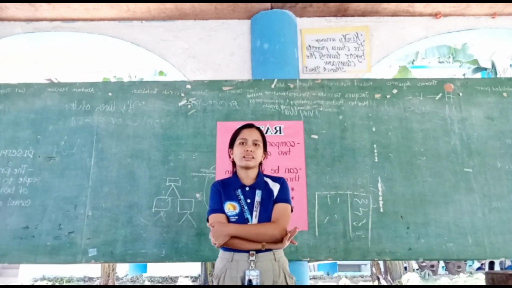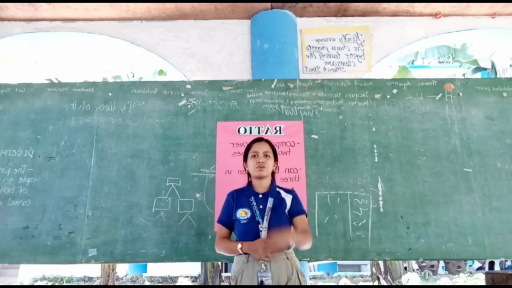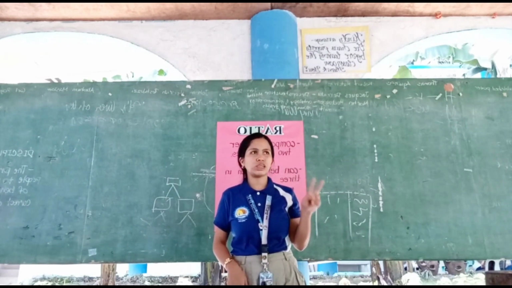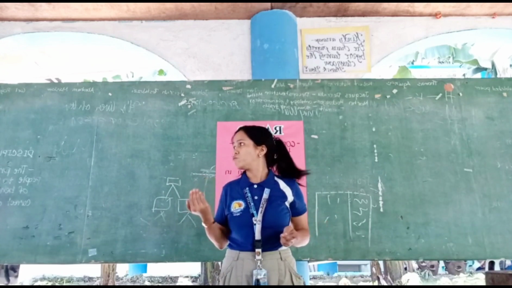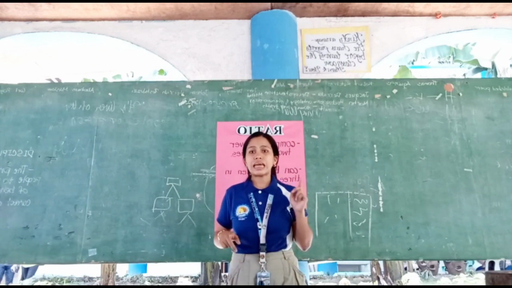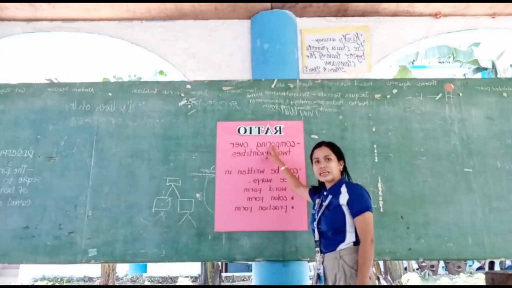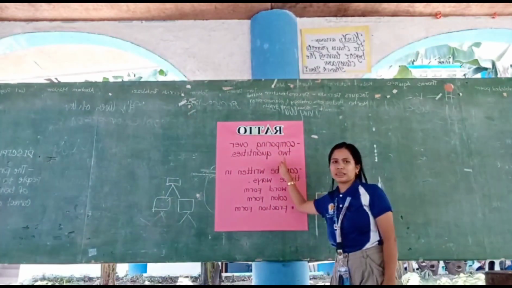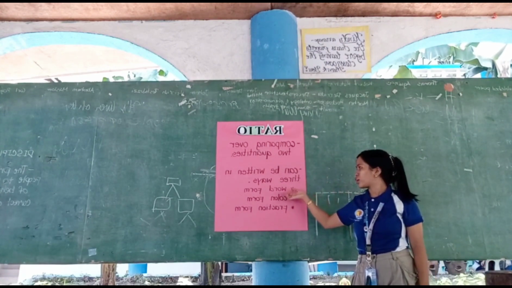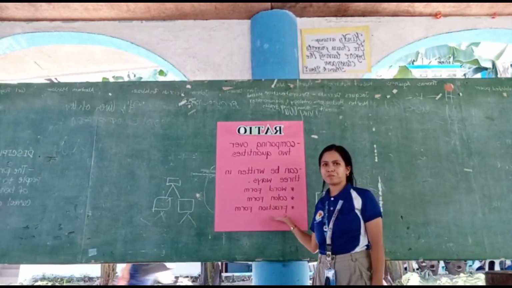Now, based on the activity that we had, what have you observed? Yes, Rufa. Very good. We are comparing 2 quantities, which are the red balloons and the blue balloons. And comparing 2 quantities is a ratio. So, a ratio is comparing 2 quantities, and it can be written in word form, colon form, and fraction form.